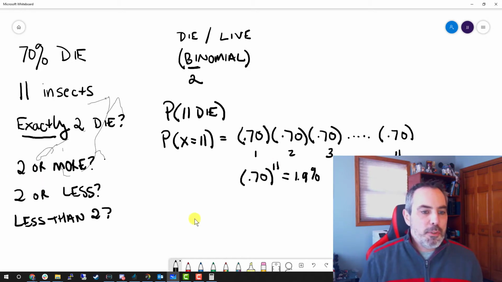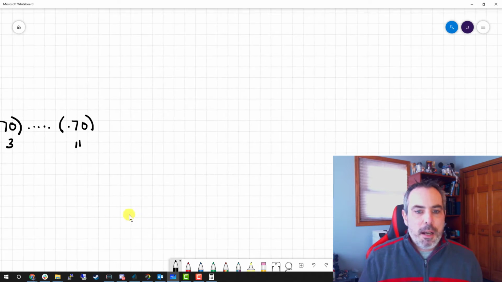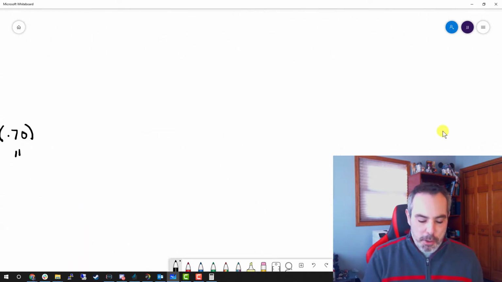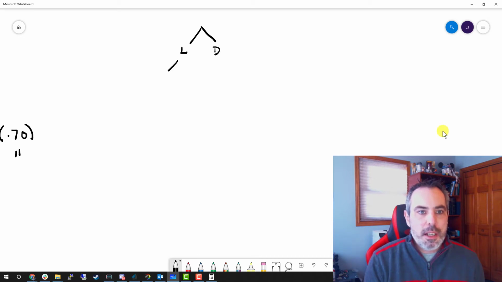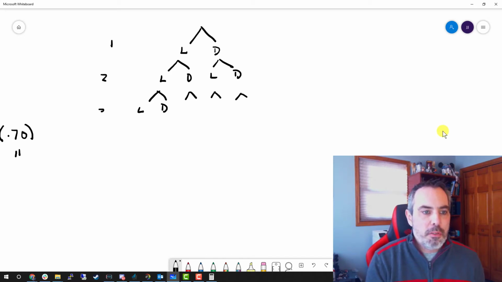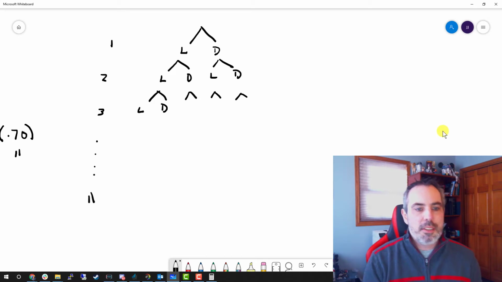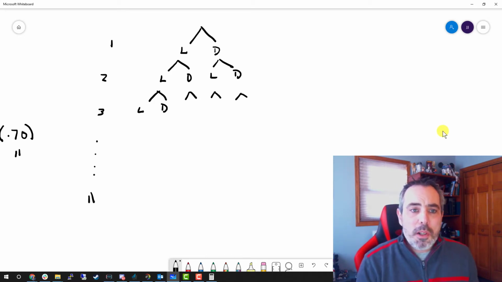If I wanted to do this for exactly 2 insects dying, the problem is that if you were to think about the tree diagram for doing this, I would say, well, here's the probability that an insect lives and dies, right? I could then have the second insect live or die. I could then go on to the third insect, live or die. And you would notice that I would have to do this for 1, 2, 3, all the way down to 11 insects.